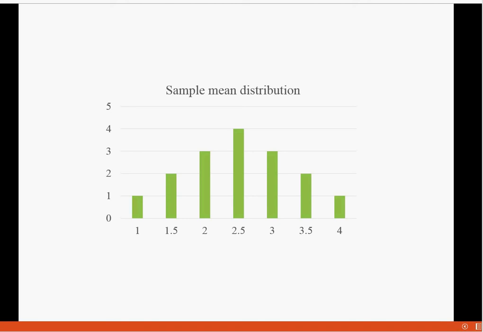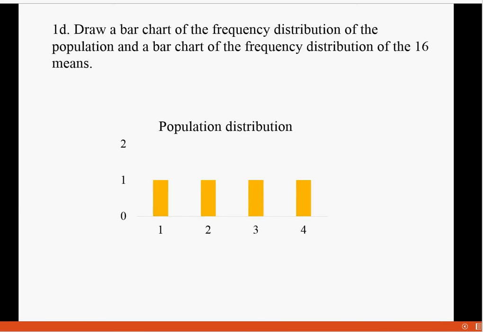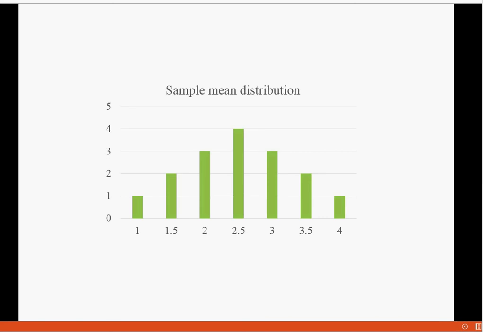This bar chart visually expresses the pattern or shape of the distribution. Obviously, the sample mean distribution is a symmetrical distribution. It's very different from the population distribution. The population distribution is a uniform distribution, flat throughout, the same value throughout. But the sample mean distribution is a symmetrical distribution.